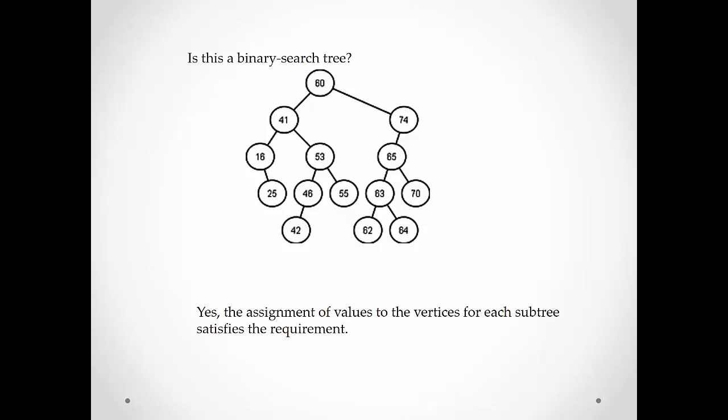So if we look at any given vertex and look at the subtree where that vertex is the root, does the property hold? And if it does, then the tree is labeled in such a way that it is a binary search tree. So I think we will agree that this one is labeled in such a way that it is an example of a binary search tree.